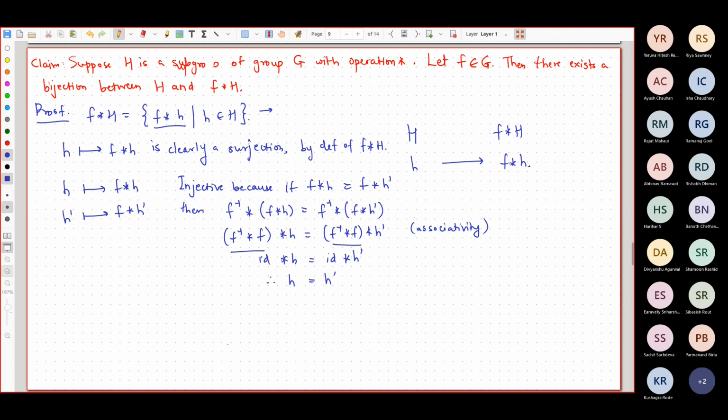Right, so one important consequence of the existence of inverse is that we can cancel out things the way you usually do in the case of integers or real numbers. If the inverse does not exist, then you might not be able to cancel out things. So this is what the existence of inverse gives us.